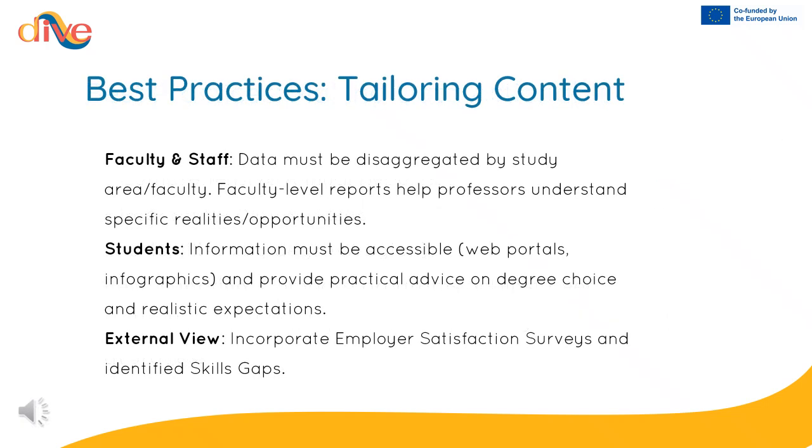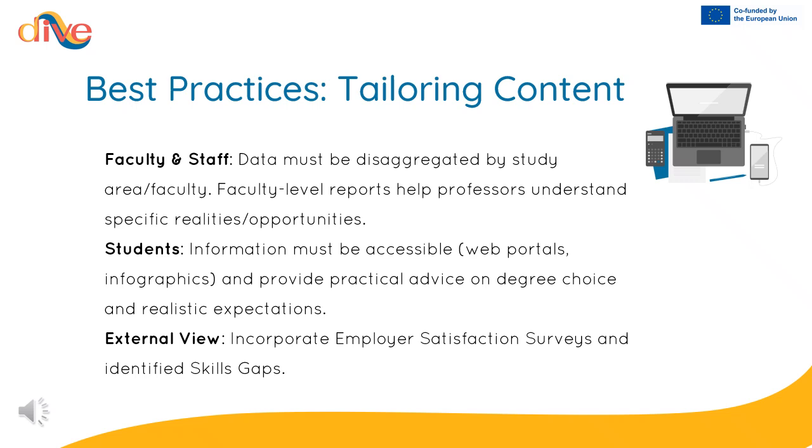As different academic fields have vastly different labor market dynamics, data should be disaggregated and presented in detailed profiles for each study area or faculty. A report for an engineering faculty will look profoundly different from one for humanities. These faculty-level reports are instrumental in helping professors and deans understand the specific realities and opportunities within their own domain.